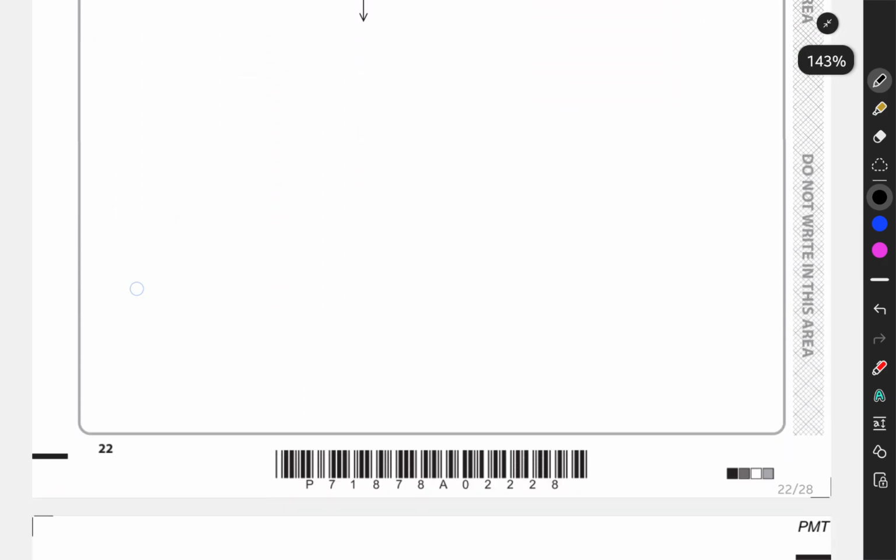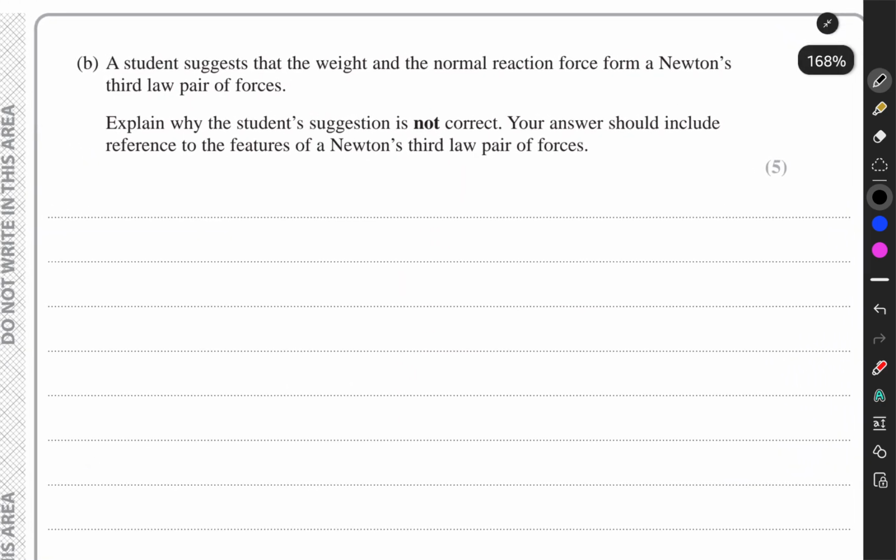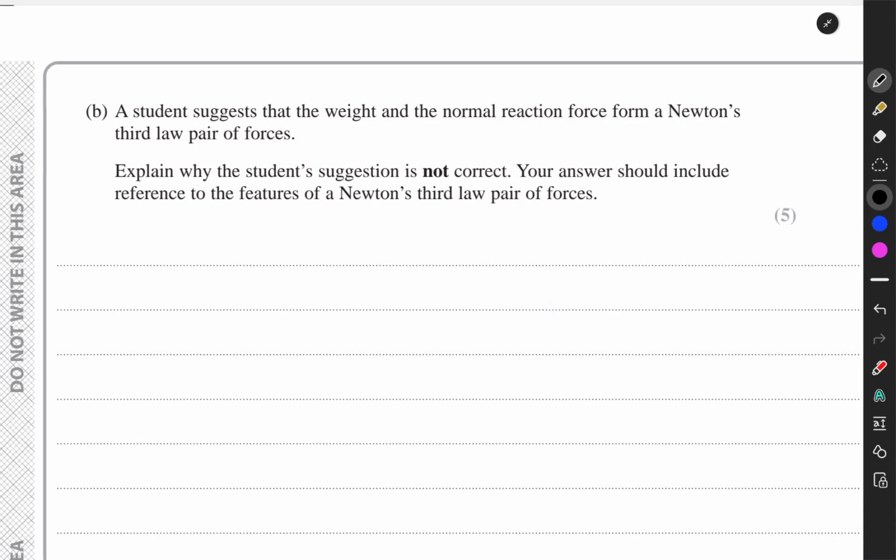That is a tricky question. In the next part, the student suggests that the weight and the normal reaction force are a Newton's third law pair of forces. You are supposed to explain why the student's suggestion is not correct. Your answer should include reference to the features of Newton's third law pairs of forces.